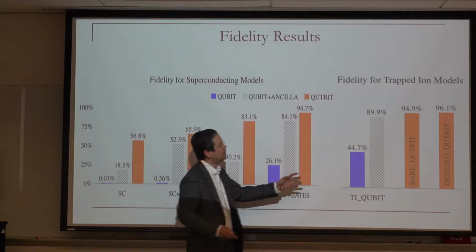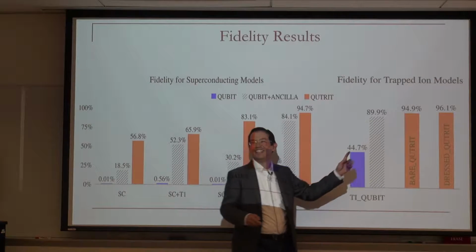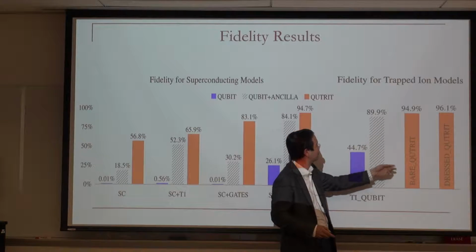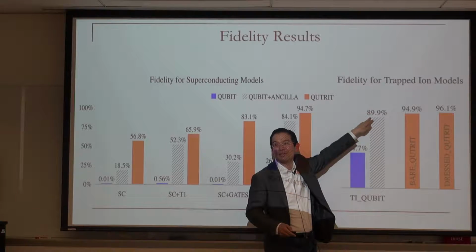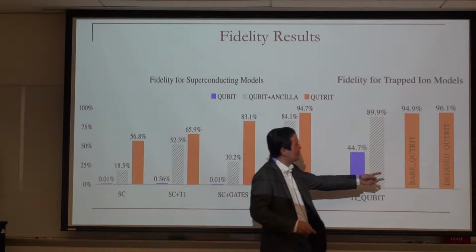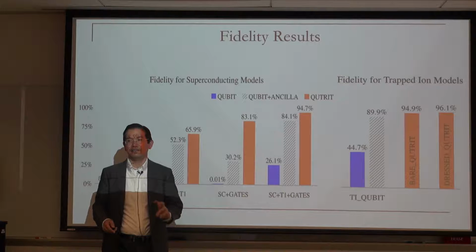Now, what's interesting in the trapped ion world, once again, trapped ion machines are pretty good. So the difference isn't as much, right? Like you can see it's already in the ancilla version, we have about 89% fidelity. And the dressed qutrit is using a special encoding of the qutrit, which is less error prone.